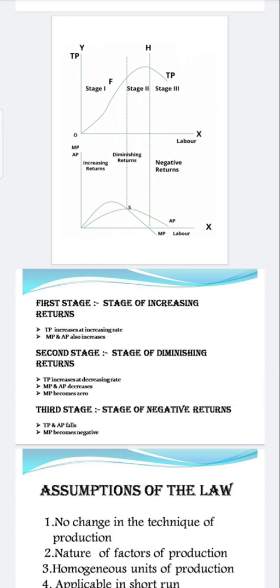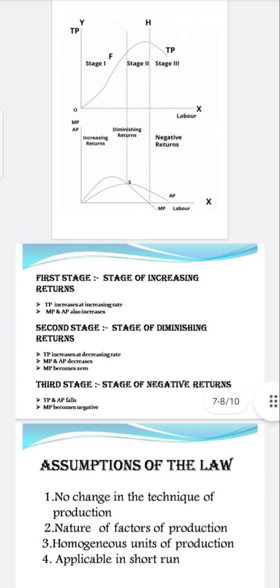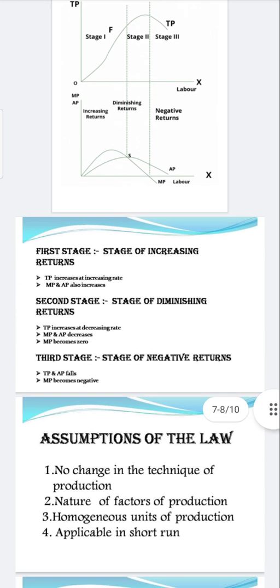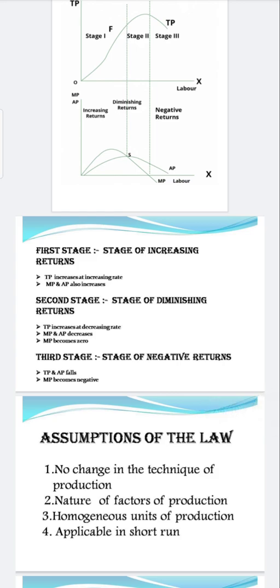Now coming to the stages. First stage is the stage of increasing returns. In this stage TP increases at an increasing rate as more variable factors are applied with the fixed factor, and AP also increases at a speed less than MP, and MP, that is marginal product, increases at a speed greater than the increase in AP.